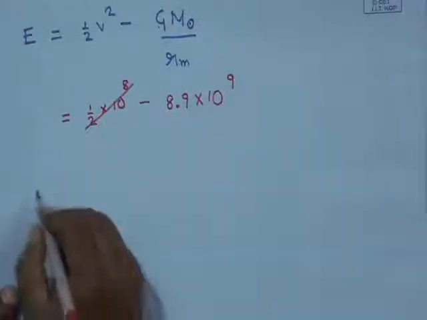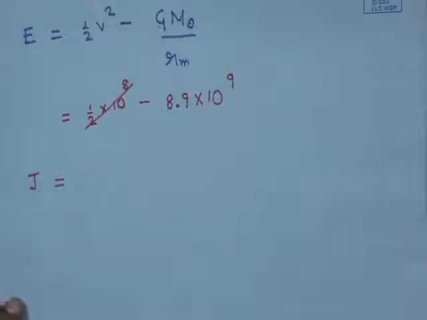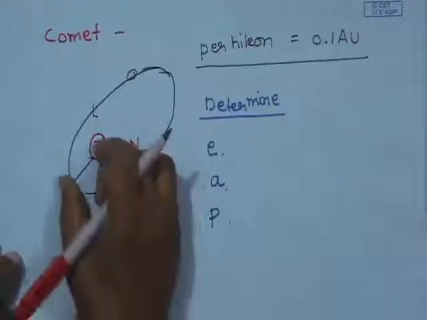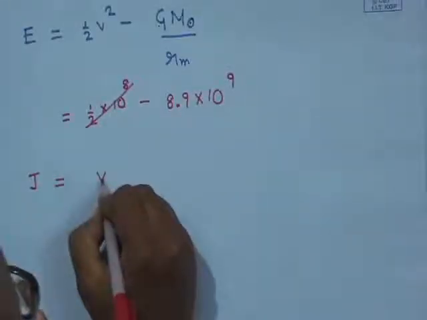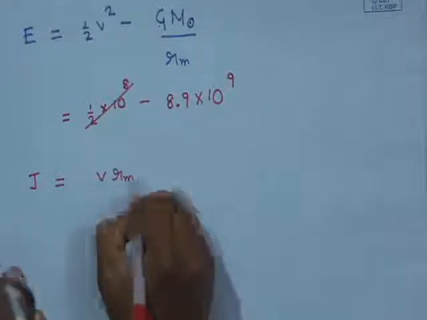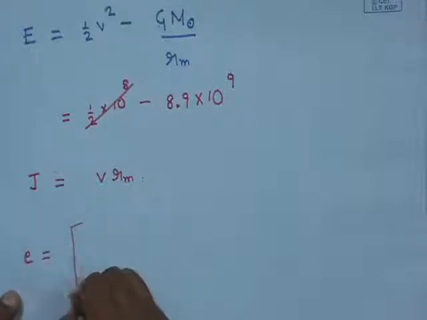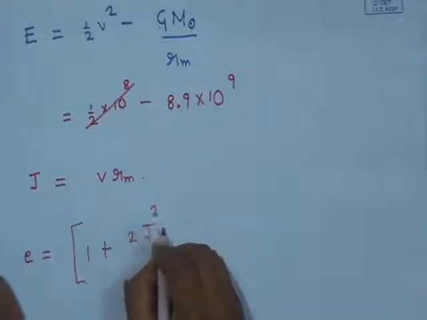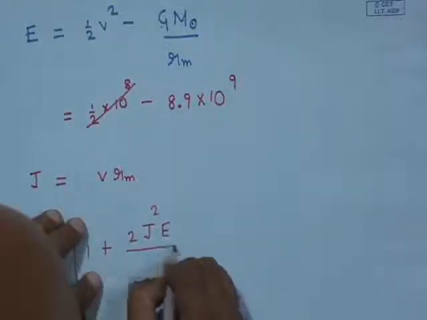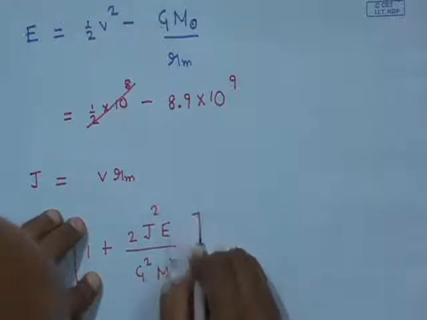Next we also need to calculate the angular momentum per unit mass, and for this orbit you can straight away take the velocity and multiply it by the perihelion distance. It will give us the angular momentum per unit mass. So, let me just write it as v into r minimum. Now, how to calculate the eccentricity? The eccentricity is 1 plus 2 j square E by G square M square, to the power half.